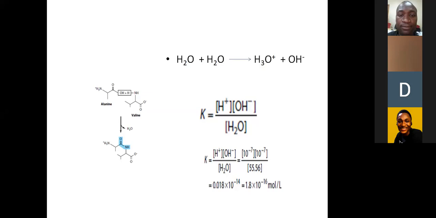So if we find the K equilibrium of the reaction in which water molecules dissociate, that equilibrium constant will be 10 raised to power minus 7 multiplied by 10 raised to power minus 7 over 55.56 molar. Now, what this tells us is that the equilibrium constant for the dissociation of water molecules into its component ions is very small. It is 1.8 times 10 raised to power minus 16 mole per liter, that is very small.